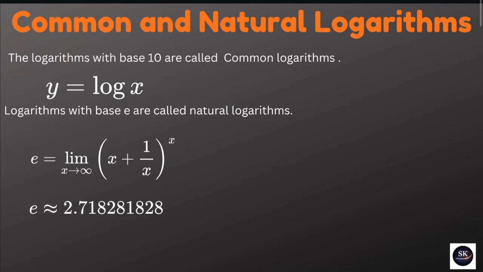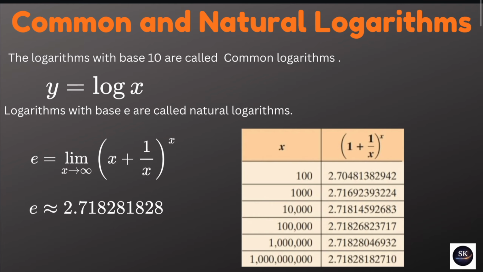So as you keep substituting bigger and bigger numbers for x, the values keep approaching the approximate value we have written here. Like in this table shown here, we have 100 substituted in (1 + 1/x) to the x, then 1000, then 10,000, and so on. The bigger the number we substitute, the closer we get to the actual value of e. But still, it won't be exact until we reach infinity, and at that point, we will get the exact value.